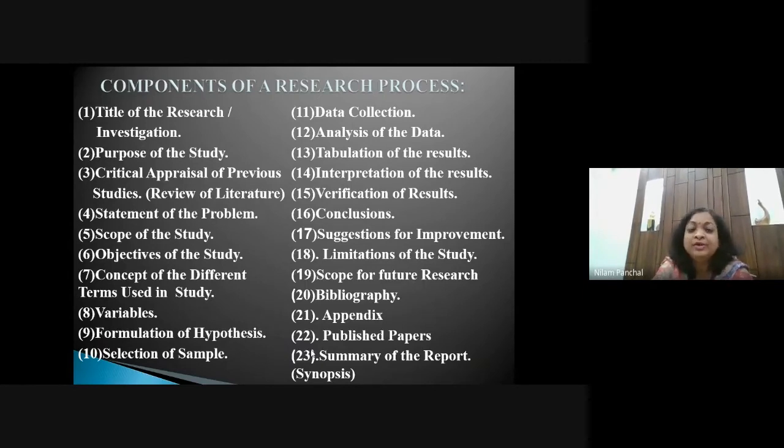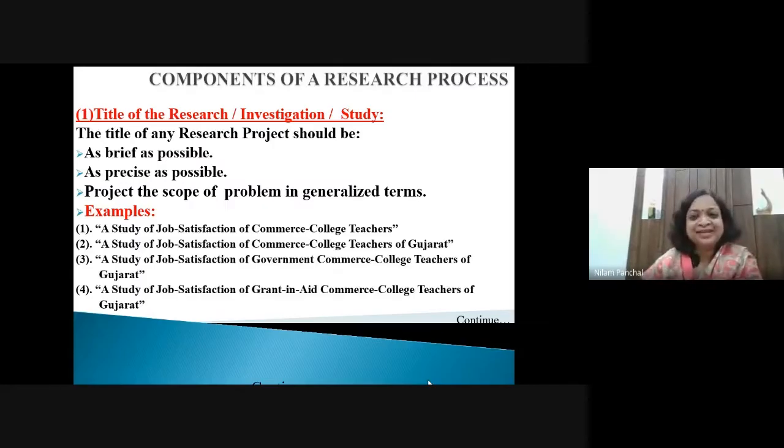Now let us try to understand it, taking one after the other. So the first is the title of the research, investigation or study. The title of any research project should be as brief as possible, as precise as possible, and project the scope of the problem in generalized terms.